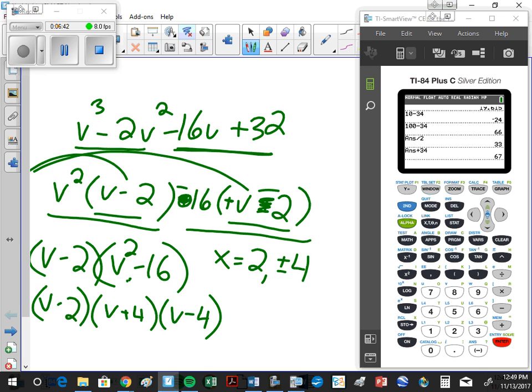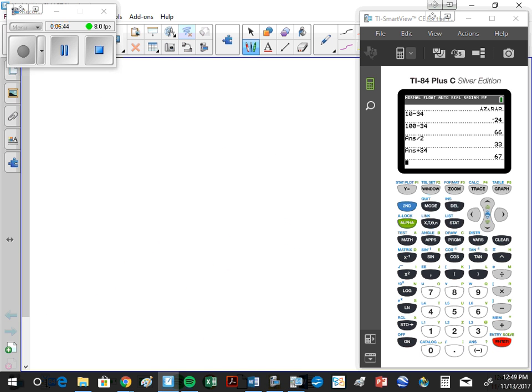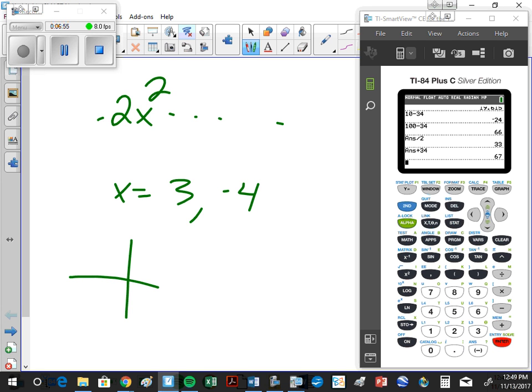If I find a bunch of roots, let's say I had a negative 2x squared, and I find that x equals 3 and negative 4, how do I draw the graph? Well, I know that one of the roots is negative 4, and one of the roots is positive 3. Does this open up or down? Down, because the original was a negative. So something like that. There are an infinite number of correct graphs, if all you're doing is looking at the roots.